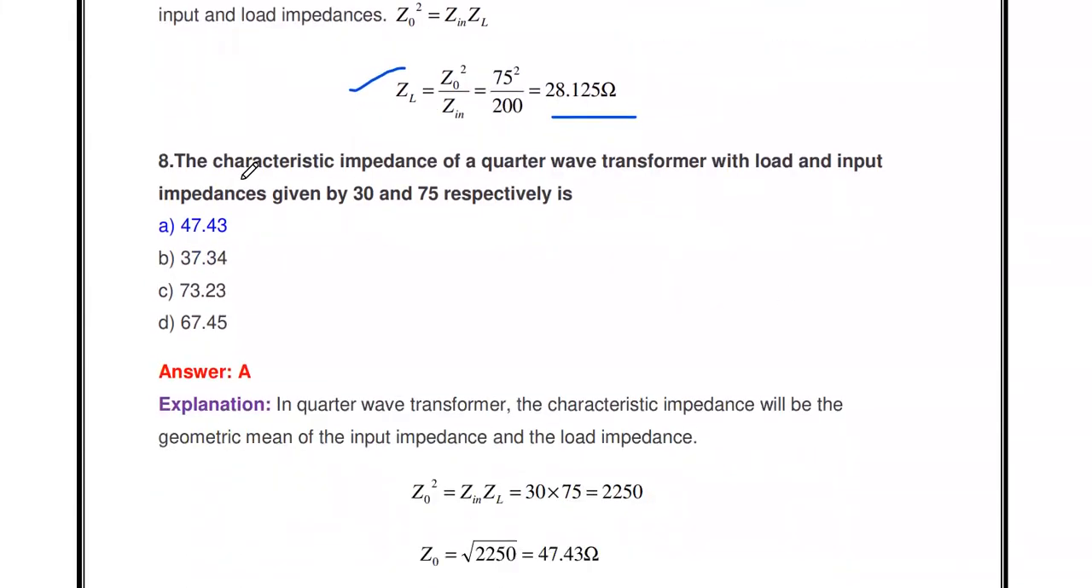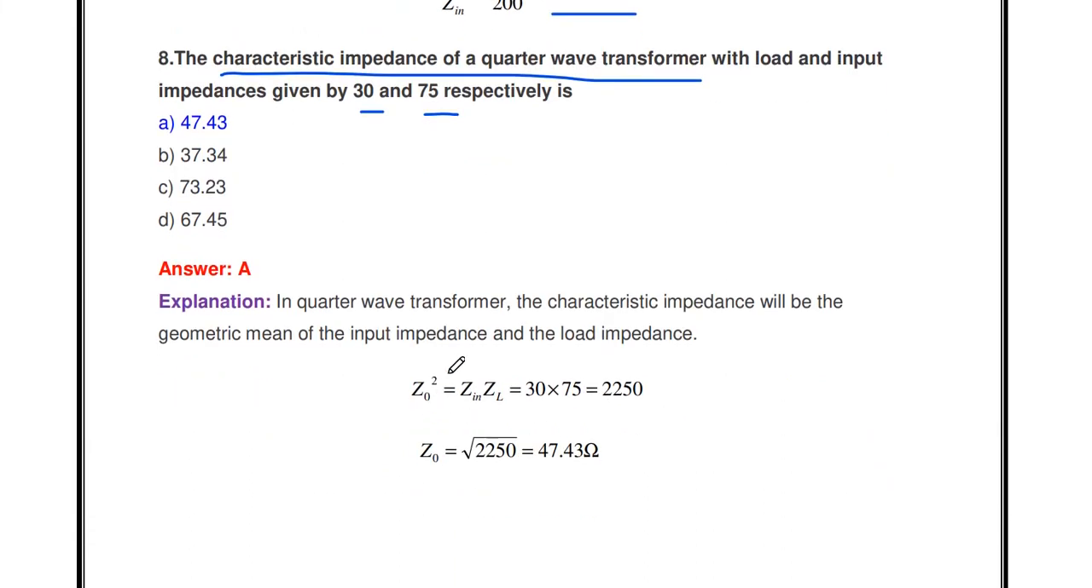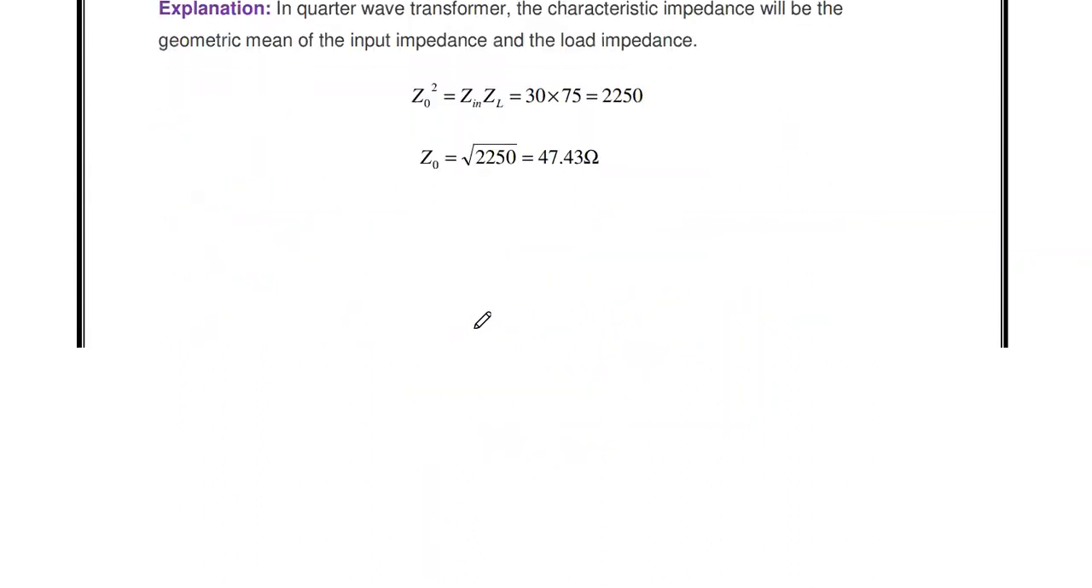And the third type you see: the characteristic impedance of a quarter wave transformer with the load and input impedance given by 30 and 75. Okay, so here the load impedance and input impedance are given. We have to find the characteristic impedance. So as usual, the formula is Z0 squared is equal to Zin into ZL. You just substitute, then take the square root of this answer, and we will get Z0 equal to 47.43 ohms. Okay, so this is the answer.